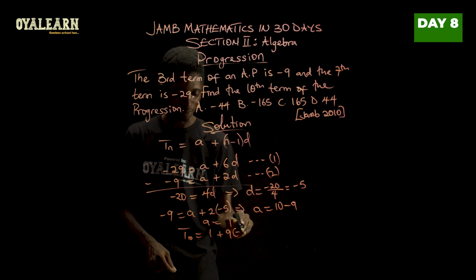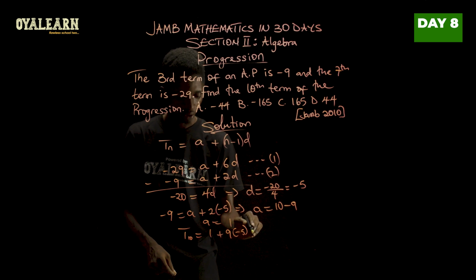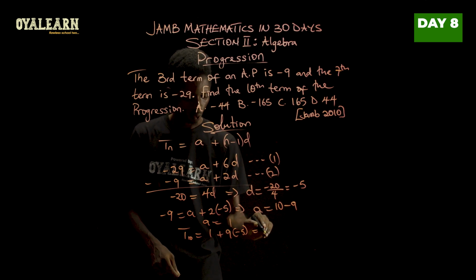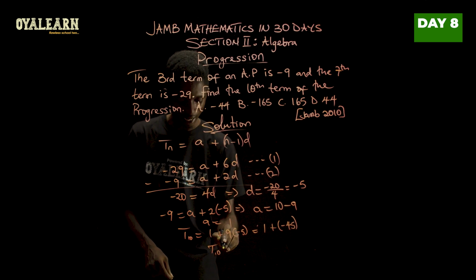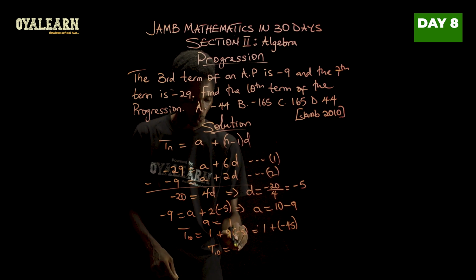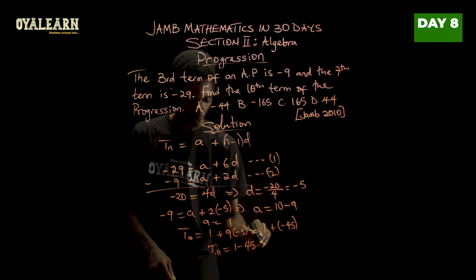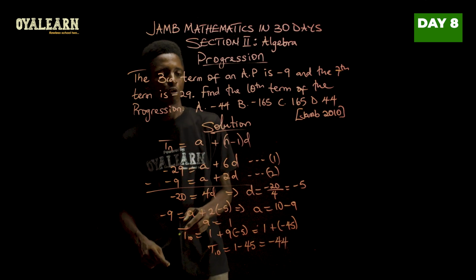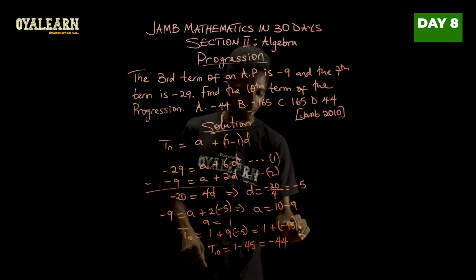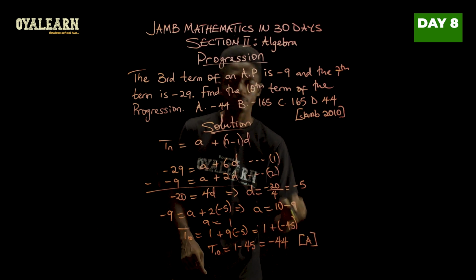And the common difference is minus 5. So this would give us 1 plus minus 45. So T10 would therefore be 1 minus 45, which is negative 44. So from the options provided, the correct one is A.